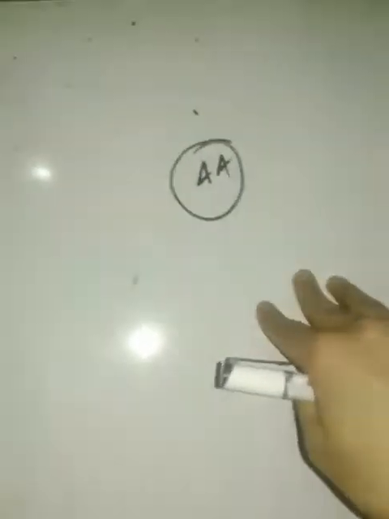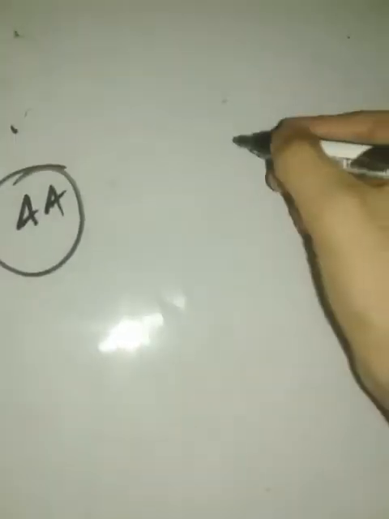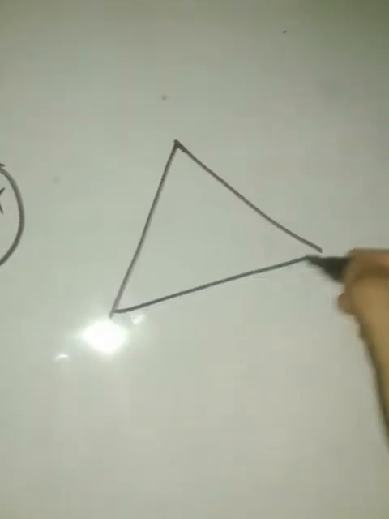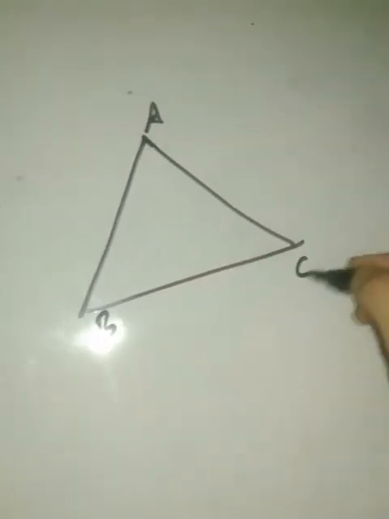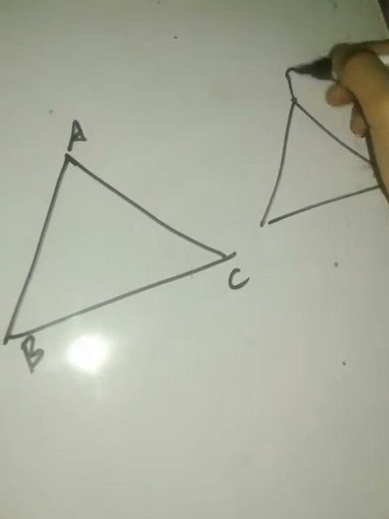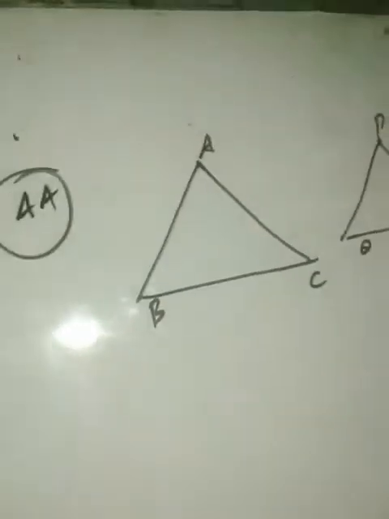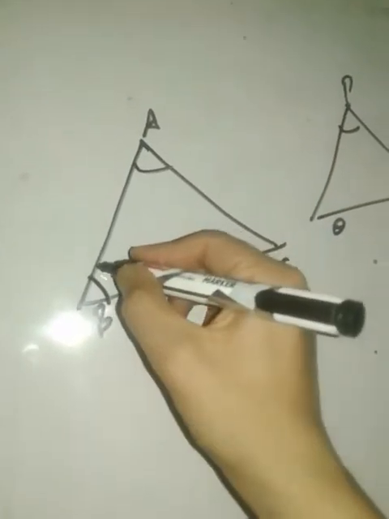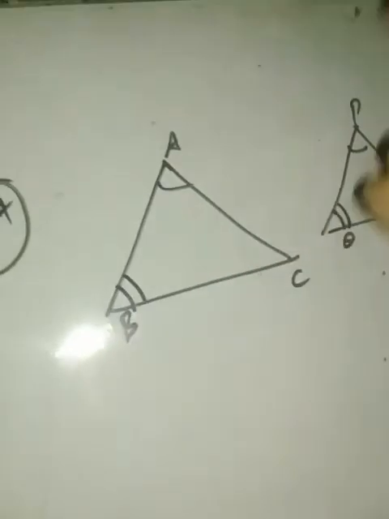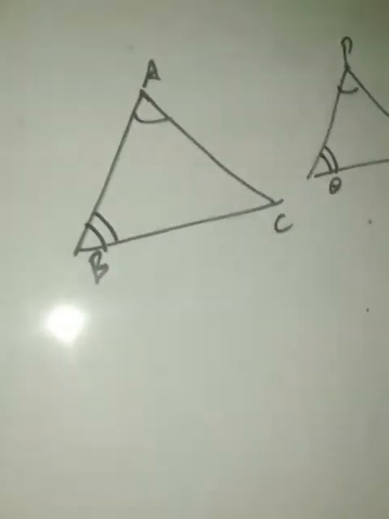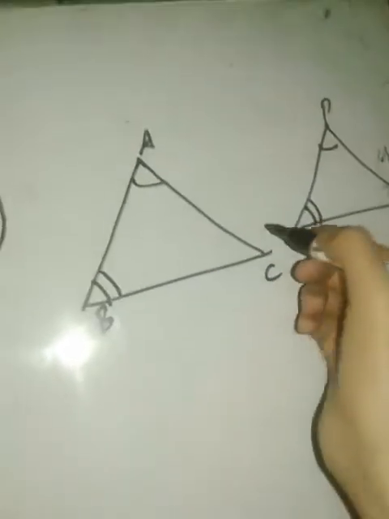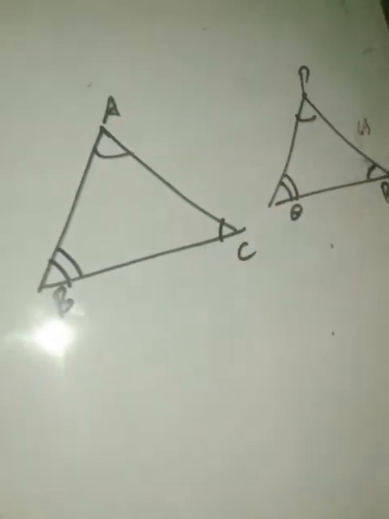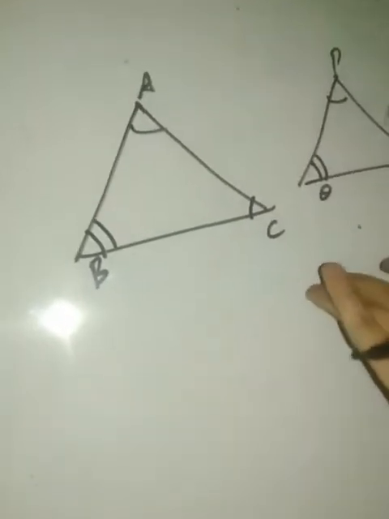How? Because if in two triangles, two corresponding angles are equal, then their third angles must also be equal. I will show it here. For example, suppose we have two triangles ABC and PQR. Suppose angle A equals angle P, angle B equals angle Q. Only two angles are equal. Now by the angle sum property, automatically the third angle will also be equal.